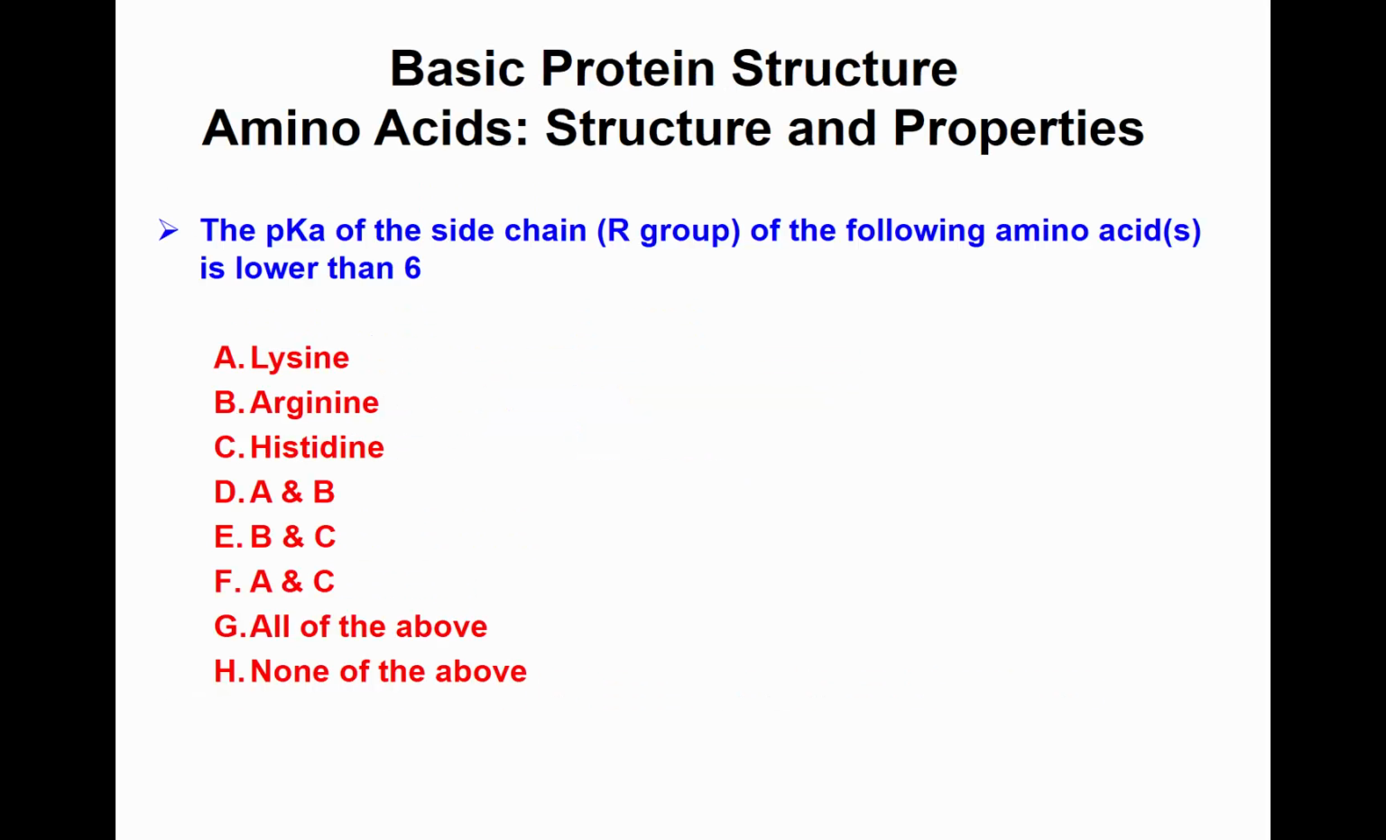Okay, now let's check. The pKa of the side chain, which is the R group, of the following amino acids is lower than 6. Take a wild guess, and then if you answer correctly, you get to explain. Added bonus.